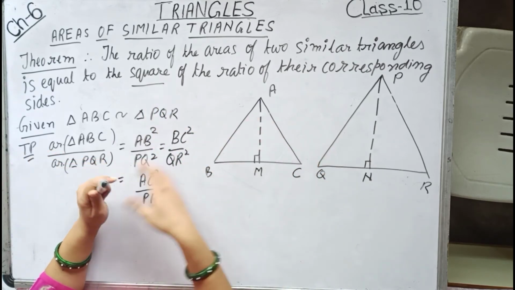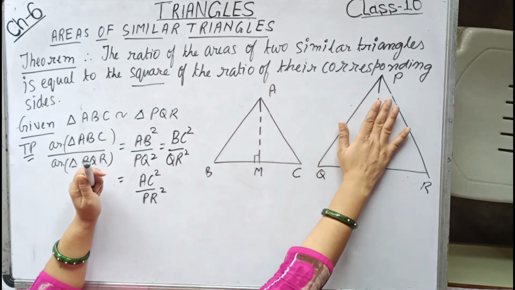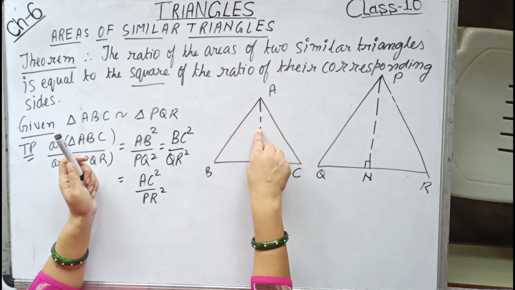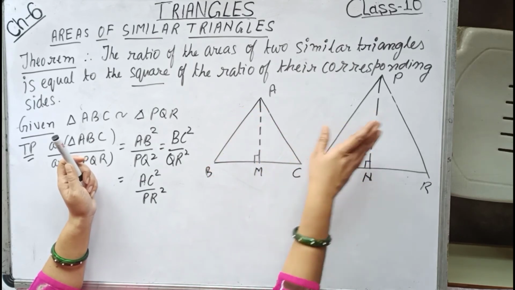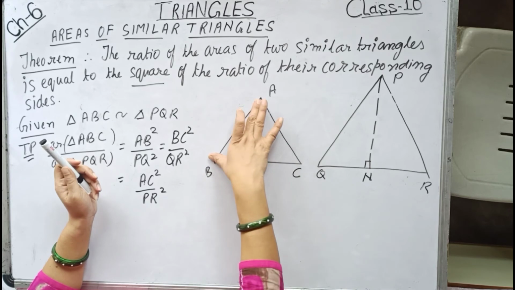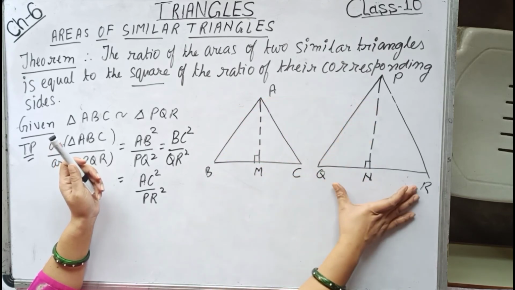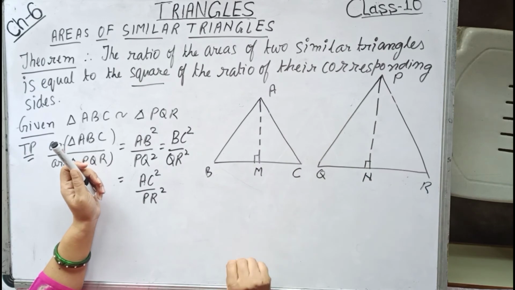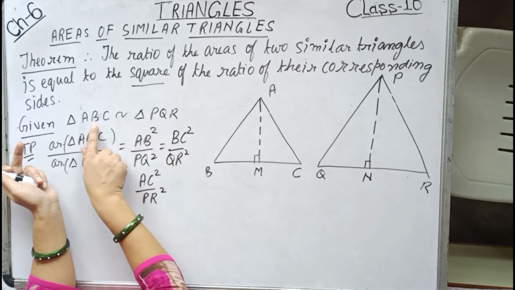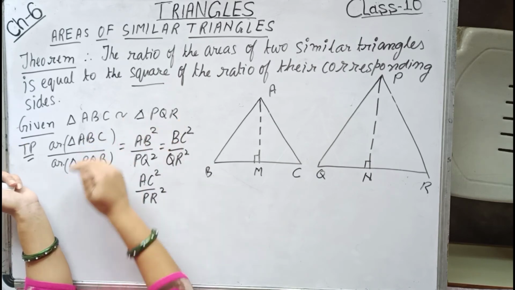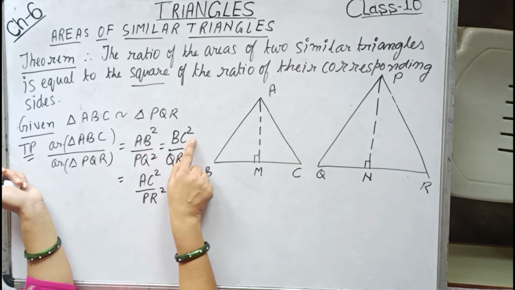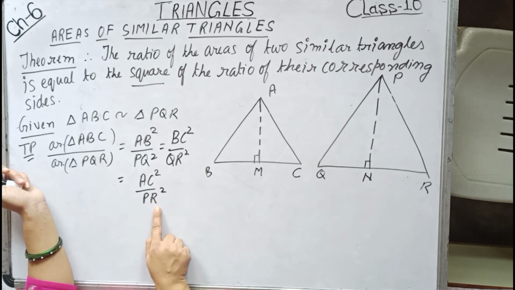sides. That is, if two triangles, suppose triangle ABC and triangle PQR are similar, then the ratio of areas, that is area triangle ABC by area triangle PQR, is equal to the square of the ratio of their corresponding sides, that is equal to AB square by PQ square equals BC square by QR square equals AC square by PR square. This is what the theorem is saying. I have written over here, given triangle ABC is similar to triangle PQR, required to prove area triangle ABC by area triangle PQR equals AB square by PQ square equals BC square by QR square equals AC square by PR square.